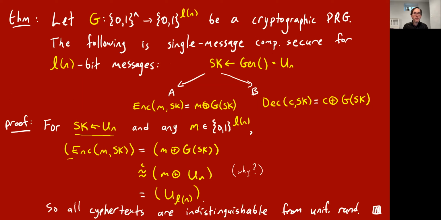So the point is, for any message M and for a random secret key, if you look at the ensemble, the encoding of M by the secret key, it looks like the ensemble where you XOR M with the output of the pseudo-random generator. And I claim that by the fact that G is a cryptographic PRG, this is computationally, sorry, I said that wrong. Simply by the fact that the PRG G is an efficient algorithm, I claim that this is indistinguishable from, okay, there's a typo here. This should say L of n.